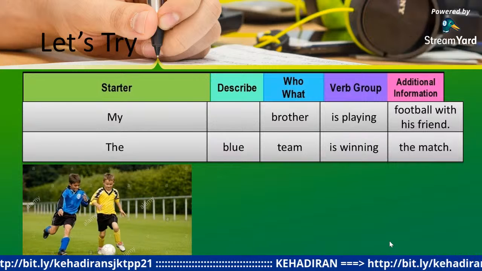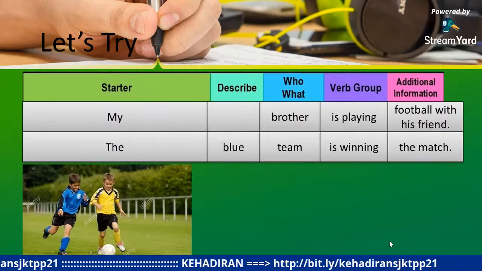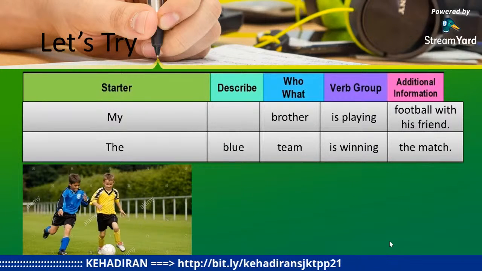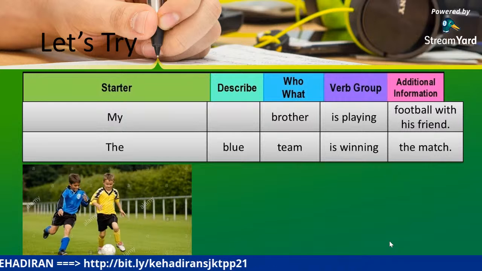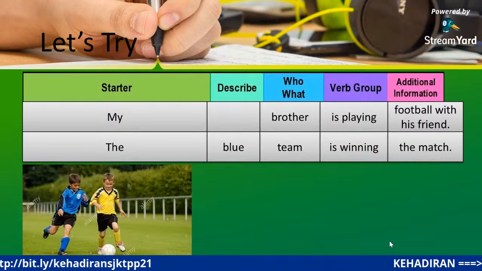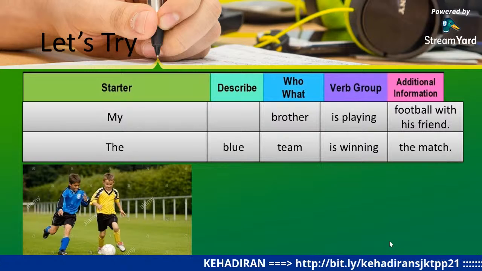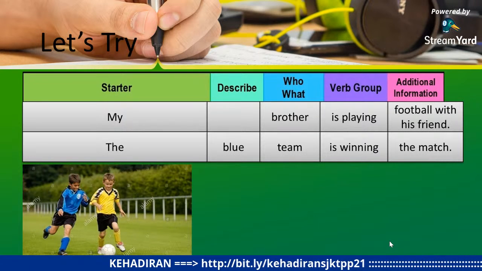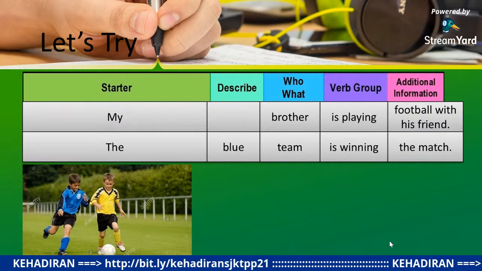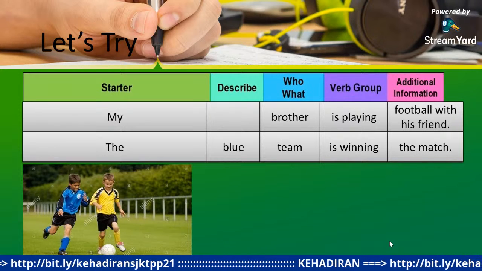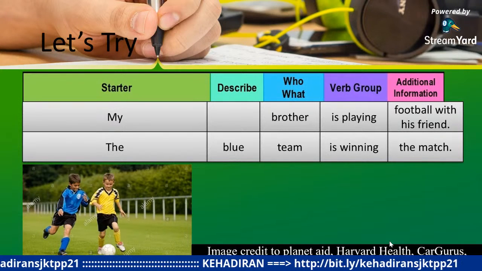Can you see that? Okay, my dear viewers, so that is the end of this slide. I hope you will make use of this framework in your writing after this. And I hope these slides have been very beneficial for you. Please make use of them, practice them during this CMCO.